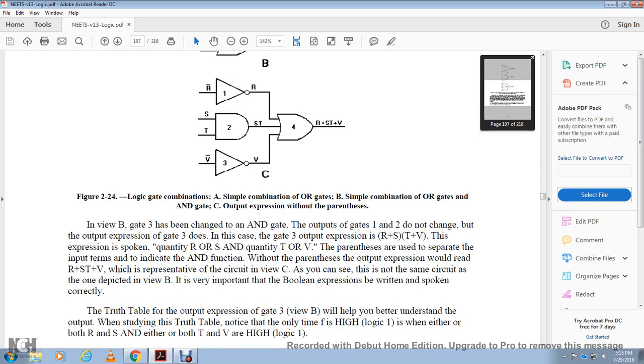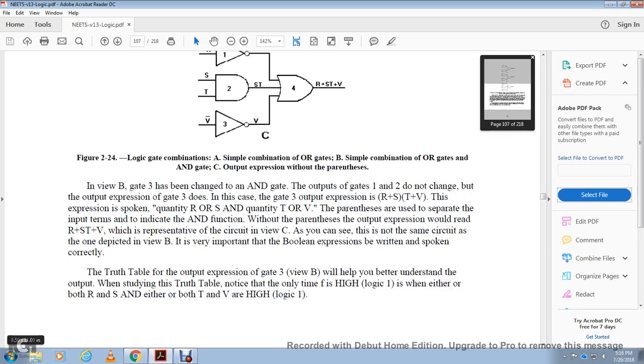In this case, the gate 3 output expression is RS times T and V. This T plus V with the expression spoken with the quantity R and S and the quantity of T or V. The parentheses serve as the separator of the input. The terms indicate the AND function. Without the parentheses, the output expression would read R plus S times T plus V, which is represented by the circle of the V with the C with the arrow. This is very important. The Boolean expression must be written and spoken correctly.